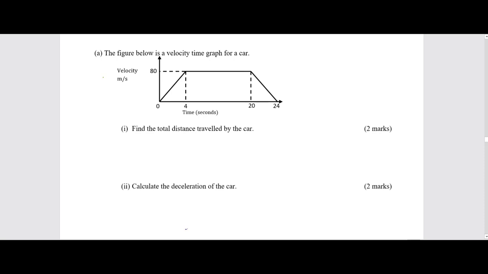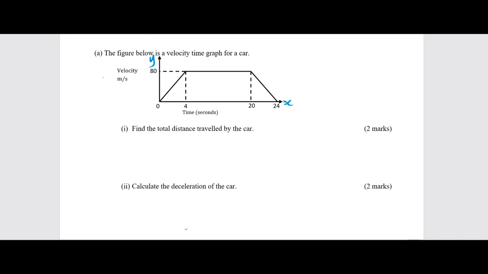The figure below is a velocity time graph of a car. So we have the y-axis showing velocity in meters per second, and the x-axis showing time in seconds. The first question: find the total distance traveled by the car.